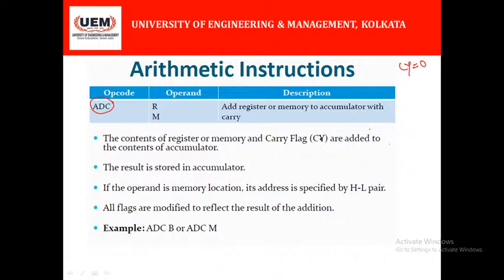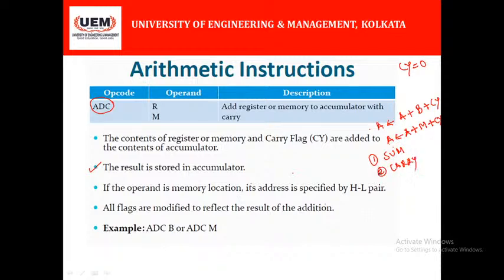We need to add the content of the accumulator register. We need to add the content of the register that we are using, suppose the B register. Then we need to add the carry flag and the result will be stored in the accumulator. If we are using memory, we need to add the value of the accumulator, add the value of the memory location M, then add the value of the carry flag, and the result will be stored in the accumulator register. Here the result means we are concentrating on the sum. We know after addition two things are generated, one is the sum and the second one is the carry.